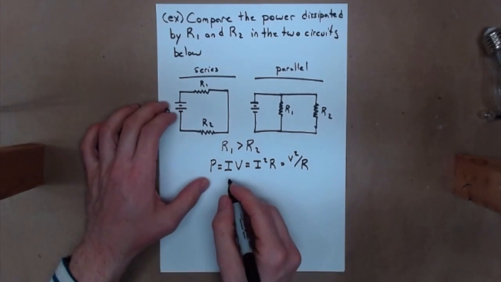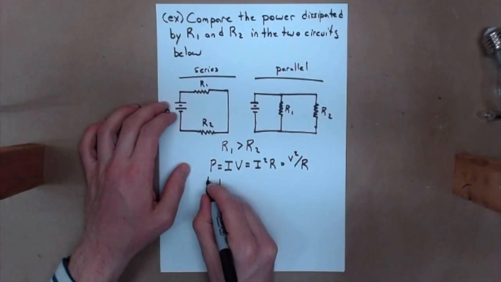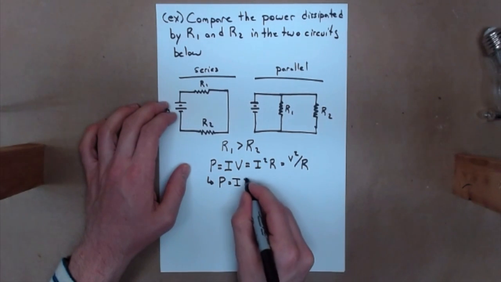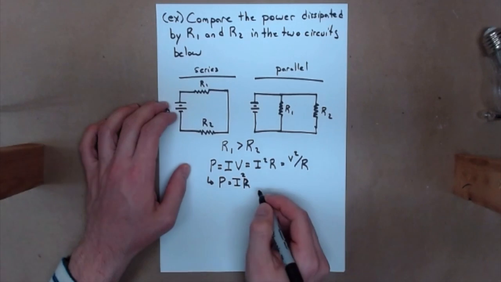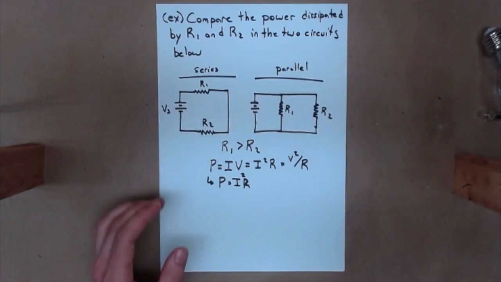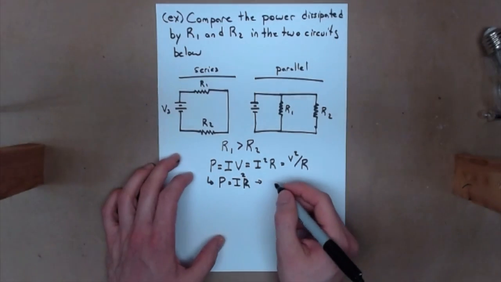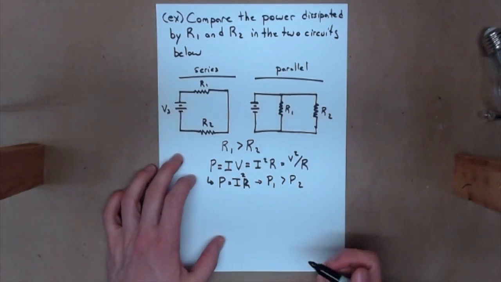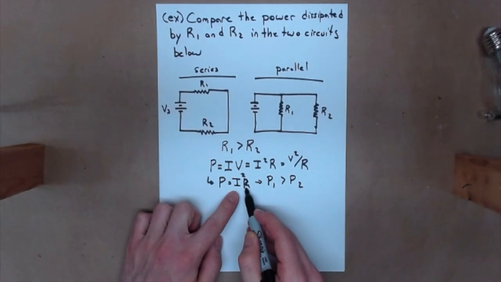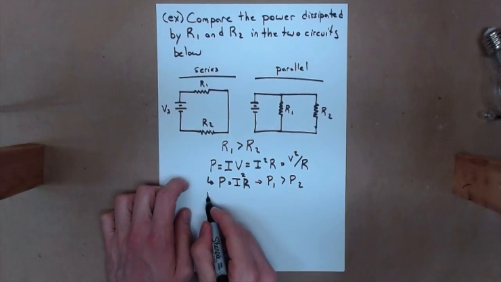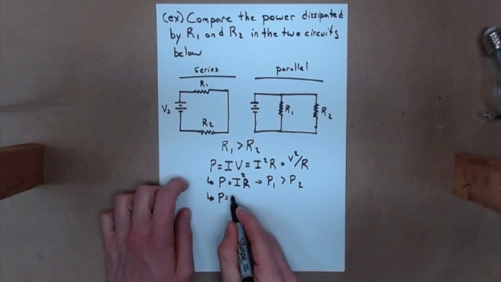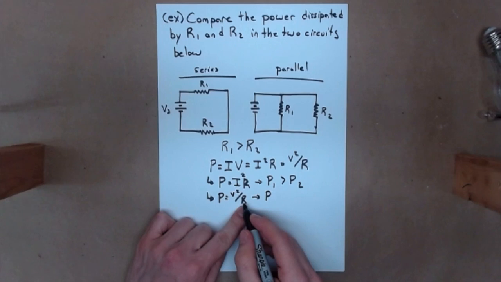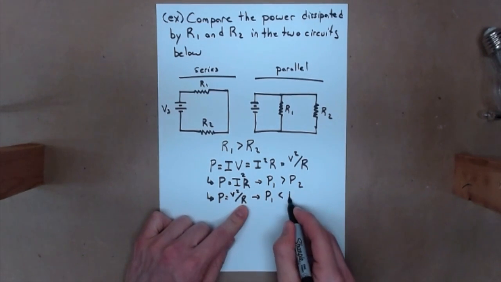If I choose to say that power is equal to I squared times R, well, then I can say that the power dissipated by 1 is greater than the power dissipated by 2, right? Because it is dependent upon R proportionally. But if I say that the power is equal to V squared over R, well, now a larger resistance means a smaller power. So P1 is now less than P2.